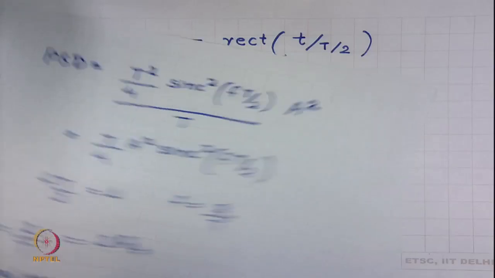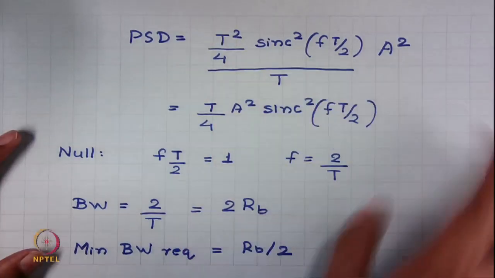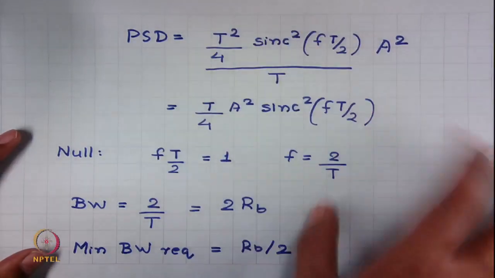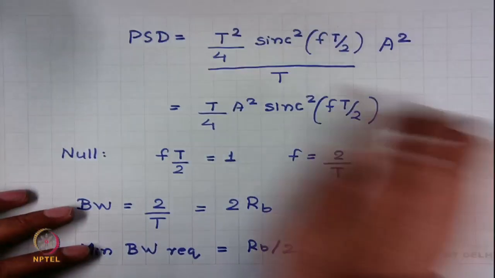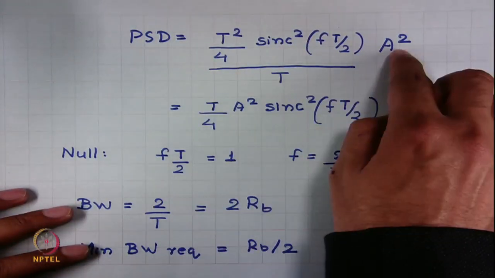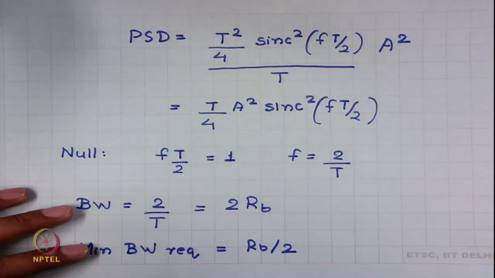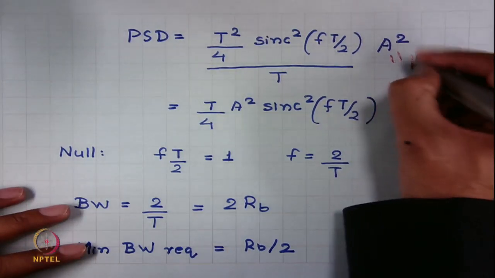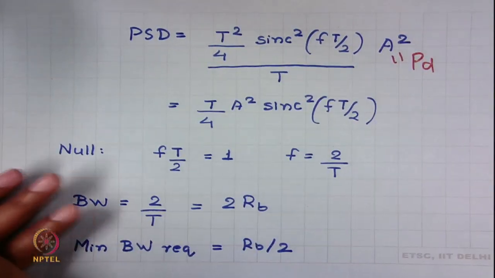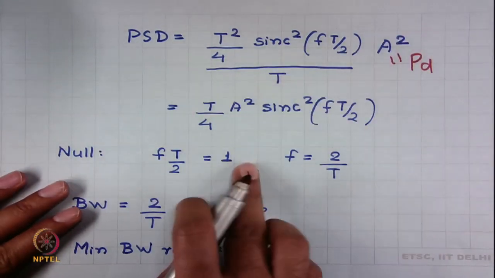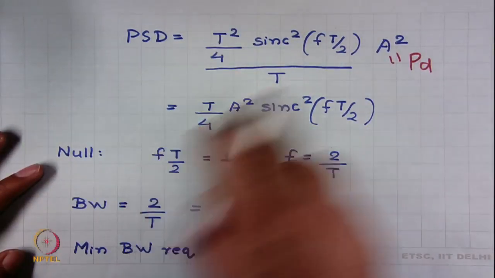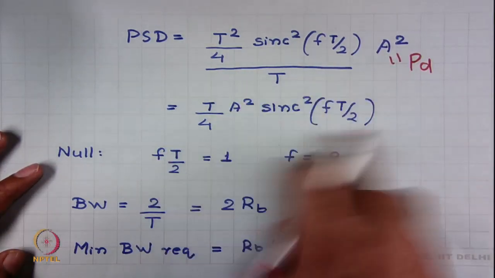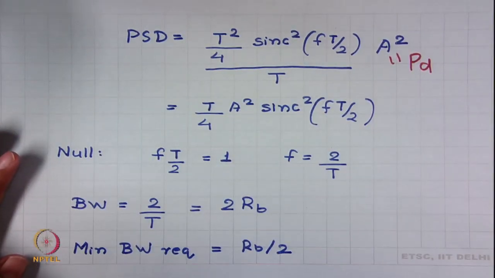Now, the power spectral density that we would have is mod P f square. P f was this. So, mod P f square would be this into A square corresponds to P d, and we have T. We can simplify this to get, so T cancels with T. So, we have T by 4 A square sinc square f T by 2.